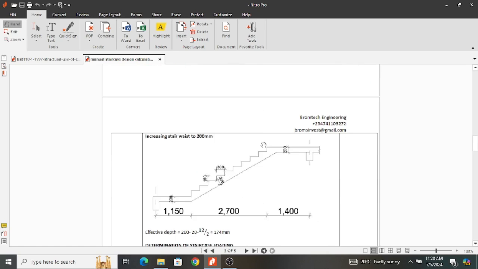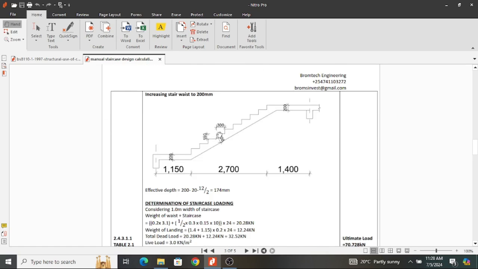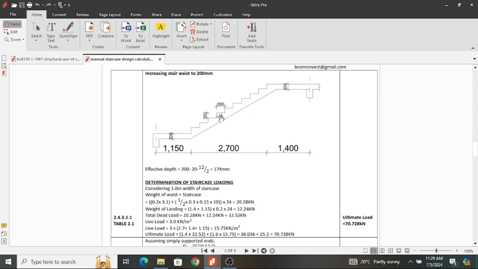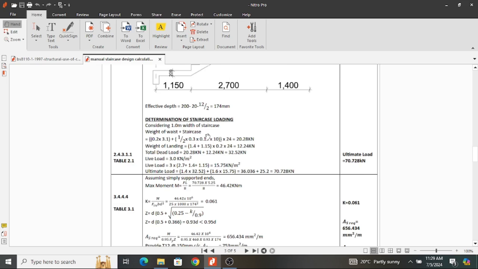Also, you can still continue to increase the waist from 200. You can proceed to 250, then proceed to 300. But that is going to make the structure very heavy and uneconomical for no reason. You can also consider using light structures like expandable polystyrene elements, or you could use hollow blocks and such structures for your structure.